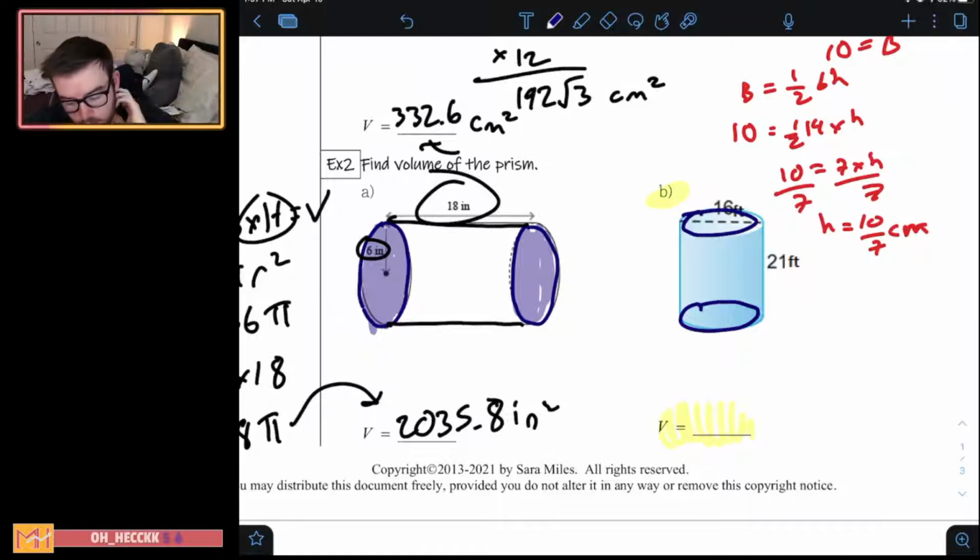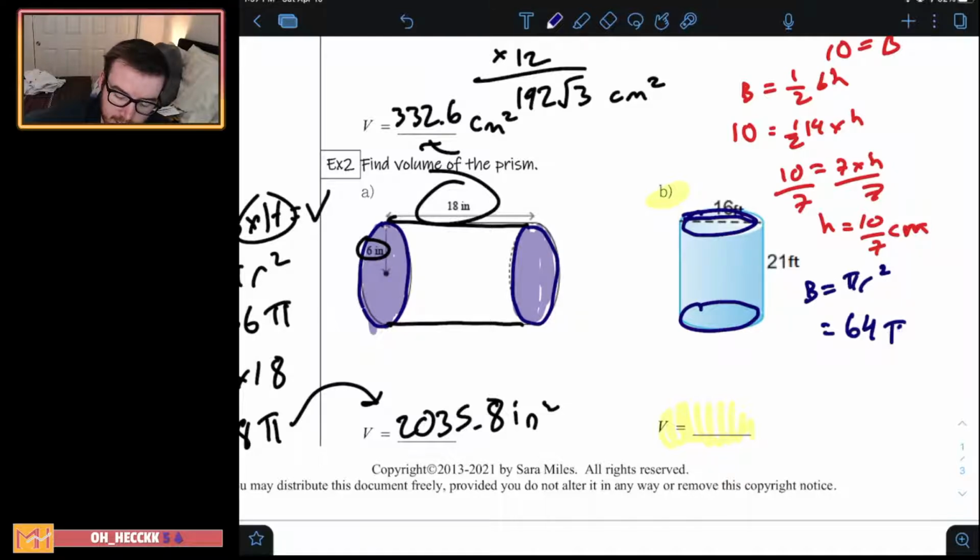So you paused, you solved the problem, and you answered the question. What did you end up with? The area of the base, pi r squared. You might have been tempted to square 16, but you were wrong if you did that. Half the diameter gives me the radius. So the radius is 8. So the area of the base is 64 pi. And then you multiply by the height of the prism.